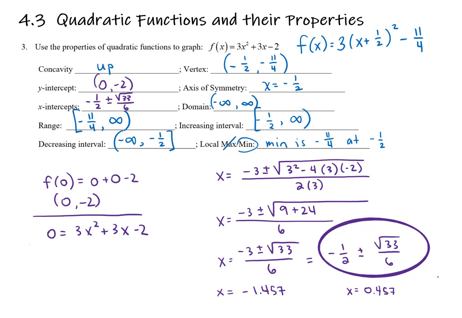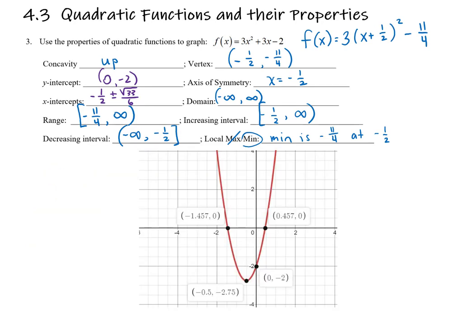Why did I write them in decimal approximations? Just so that I can graph it, and I don't know where those points are if I leave it in radical form. But if I say negative 1.4, then I can go to that spot on the graph. And we graphed this function after we figured out all the different properties. Notice that the vertex is right here, and that is negative 1/2 and negative 11 over 4 written in decimal form. We can see our y-intercept and our two x-intercepts, and that matches all the information that we have up here.